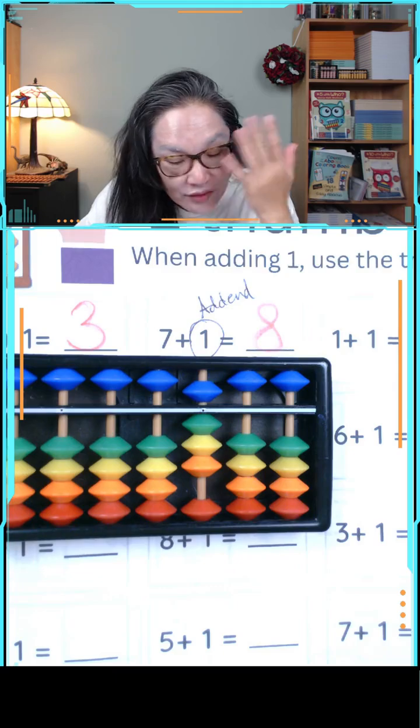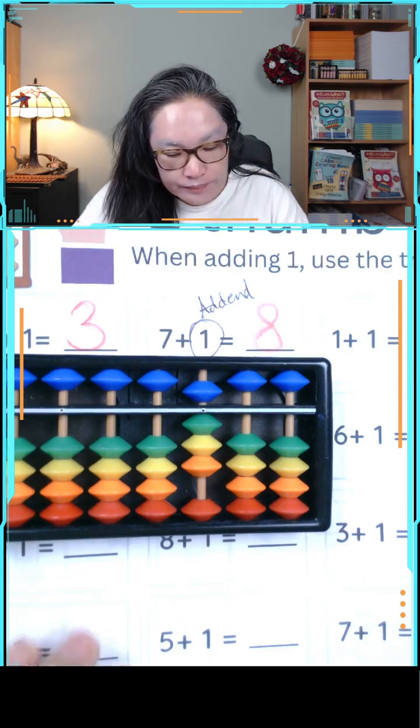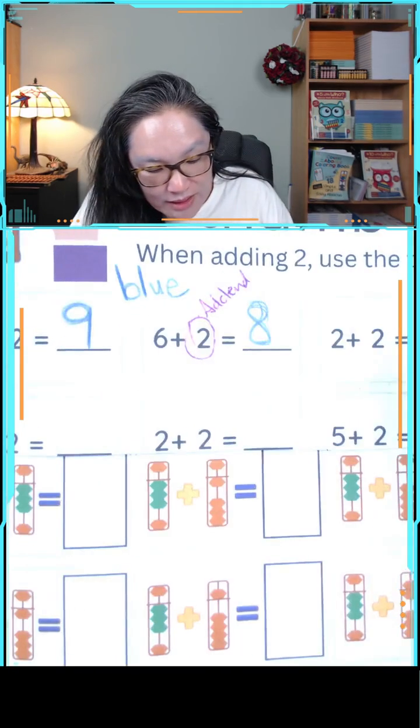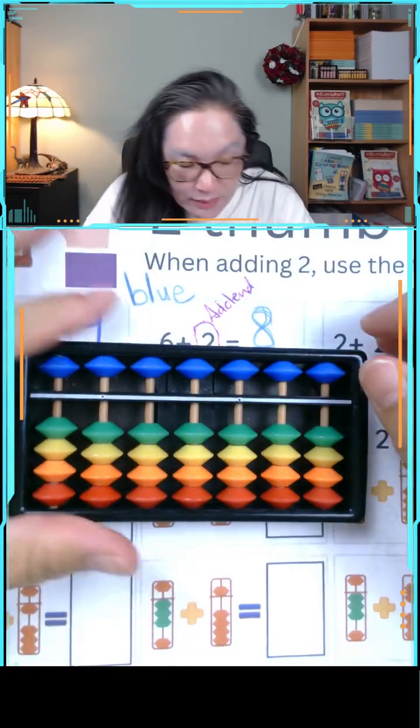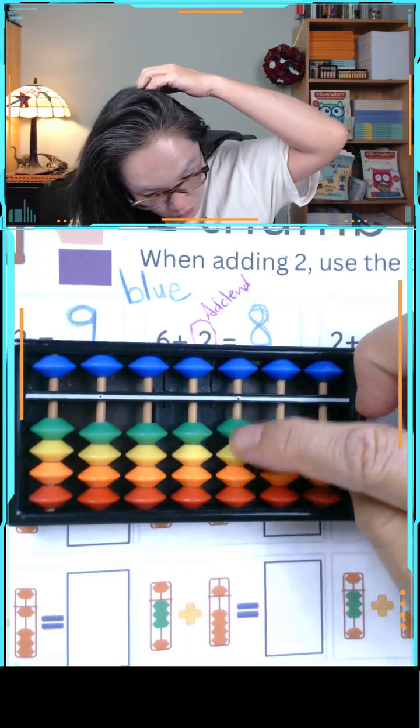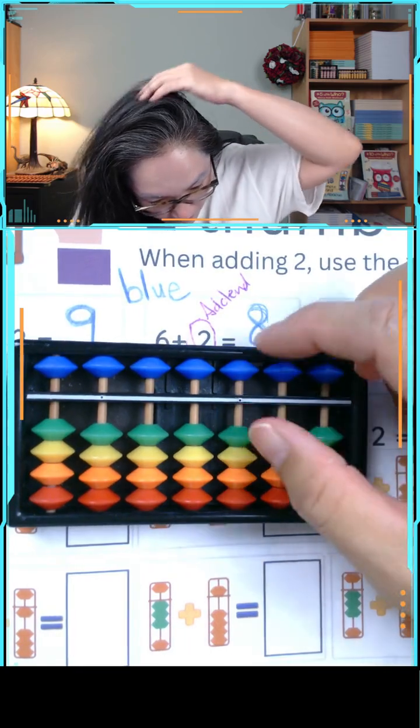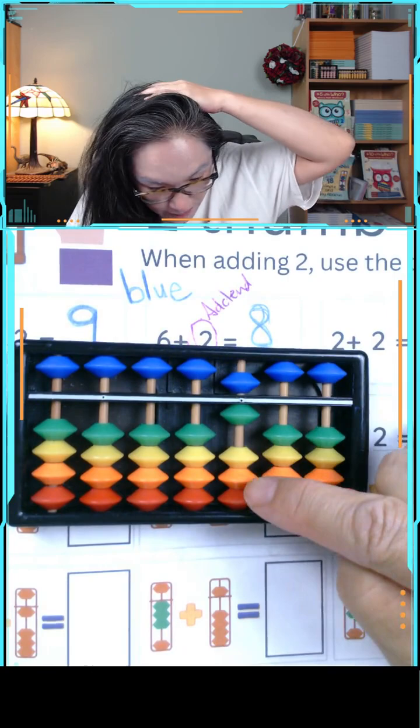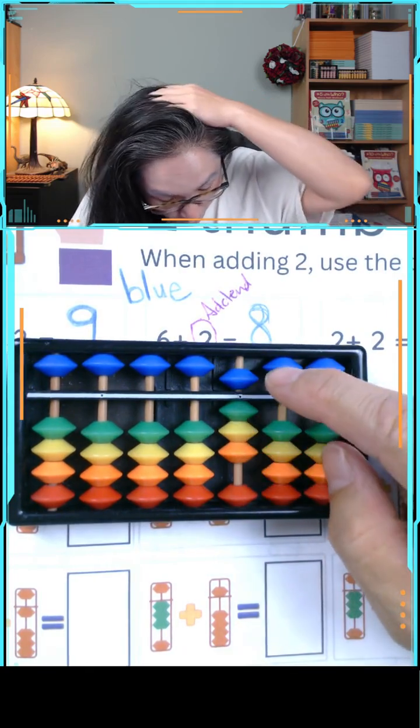So my final answer is 8. All right. And we could do it again with the 6. Again, do it again with the 2. What is 2? 2 is 2 beads. That's what 2 is. But if I have 6 already on the abacus, all I need to do is move the 2 beads up.